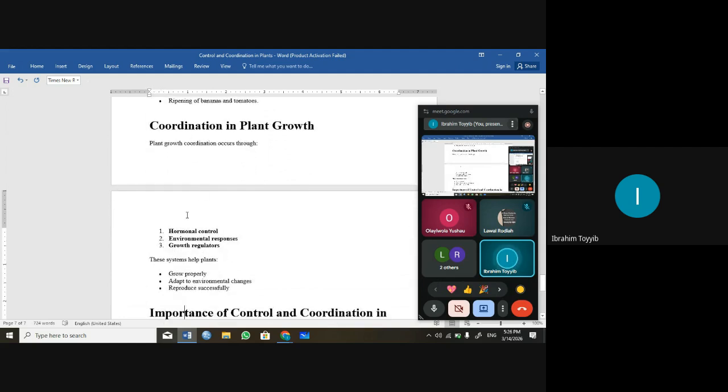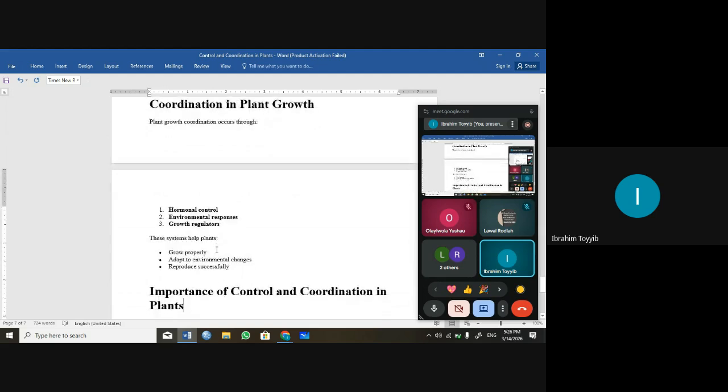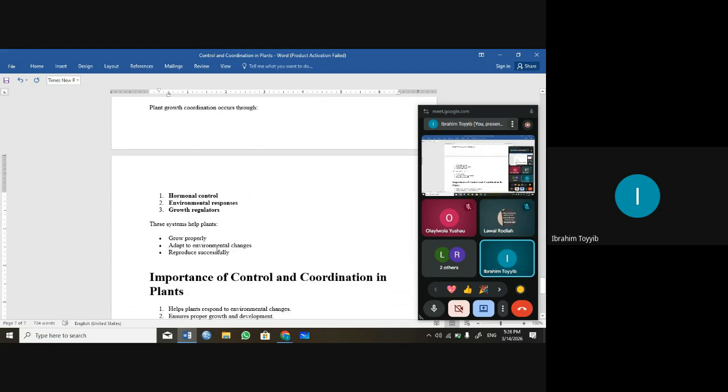Coordination can occur in three ways in plants: hormonal control, environmental responses, and growth regulators. The importance of coordination to plants is that it helps a plant to grow properly. For example, auxin promotes cell elongation and gibberellin promotes stem elongation, so it helps the plant to grow properly. It helps the plant to adapt to environmental changes, the stimuli, and to reproduce successfully.